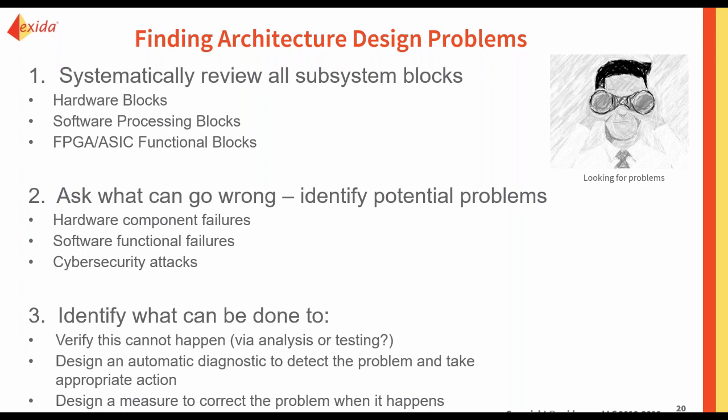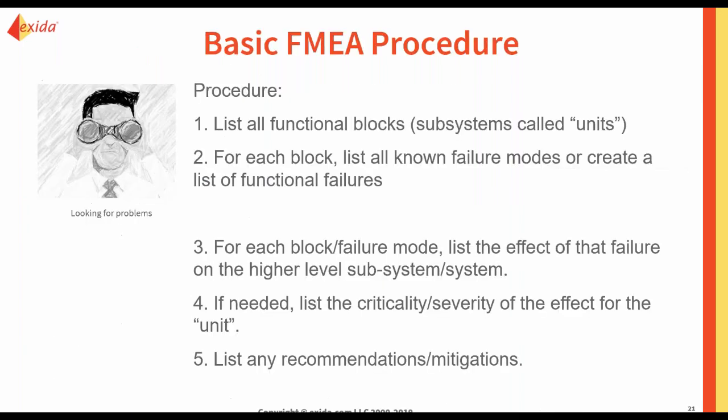Good, we've identified the things that could go wrong. Now, so what do we do now? We identify what can be done to A, verify this cannot happen. And that can be done by analysis or testing. We can design an automatic diagnostic to detect the problem and take appropriate action. Or lastly, we can design a measure to correct the problem when it happens. Good.